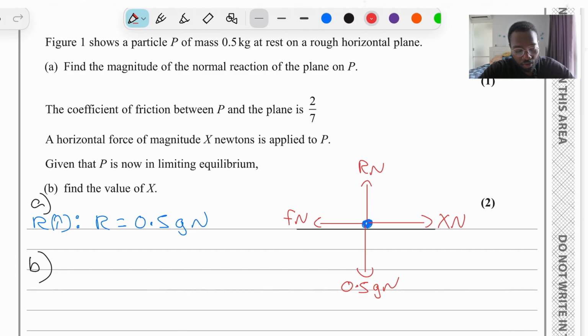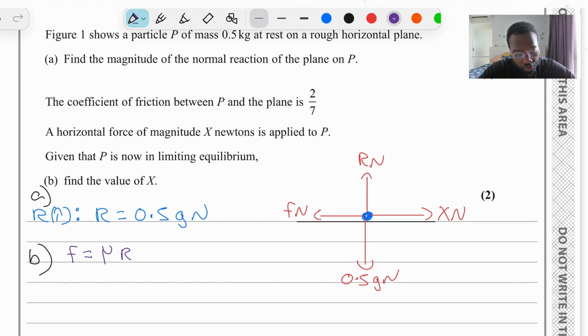So now we are told that the coefficient of friction is 2/7. So what does that tell us? Well, we know the formula for friction is the coefficient of friction times the normal reaction, okay? So in our case, if we can work out the friction, then that should be the exact same as the x newtons because everything's in equilibrium. So let's work out the friction.